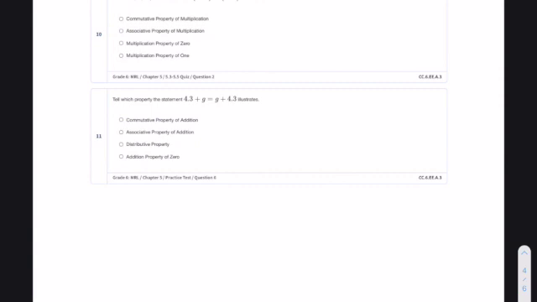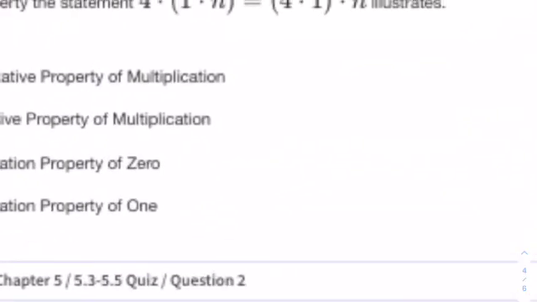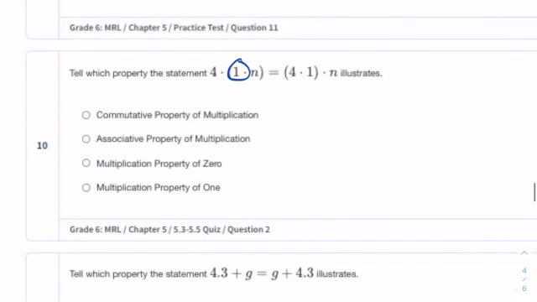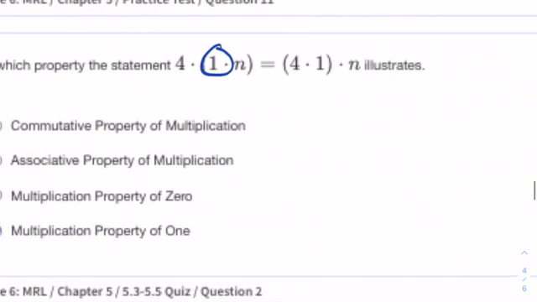Number 10, tell which property this statement, 4 times (1 times n) equals (4 times 1) times n, illustrates. So you might get tempted here because of the 1 to say that this is the multiplication property of 1, but if you're actually paying attention, look at this, guys. It's all about these parentheses, see? Don't get fooled by the 1.